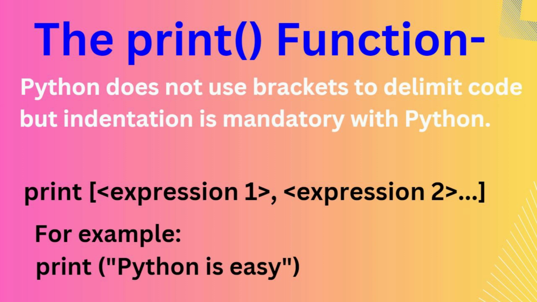Here is a short program. At first we use print, then expression, then comma, then expression 2, then again comma, then expression 3. In this way the print function works. For example, we can say print Python is easy within quotation. What does it display? It displays Python is easy, whether we write it in IDLE mode or in Notepad.